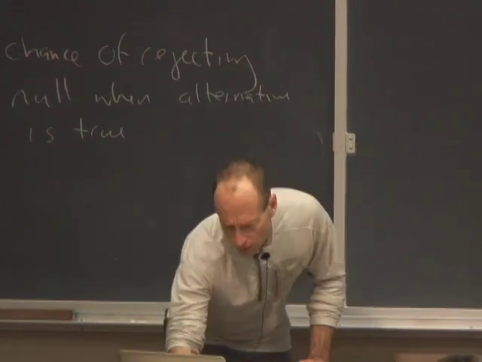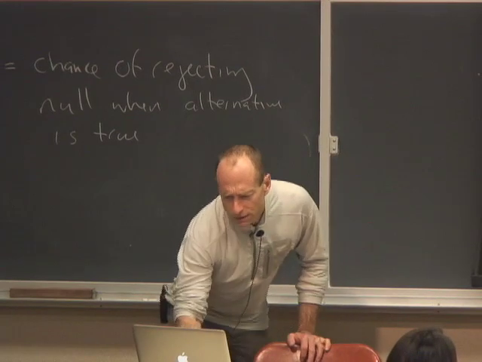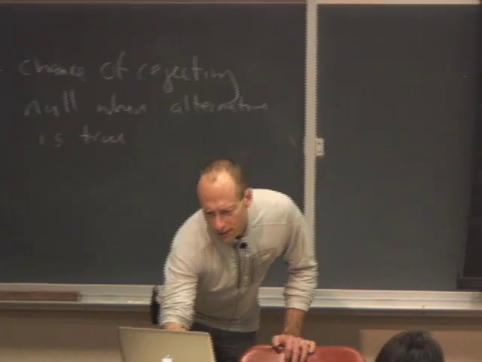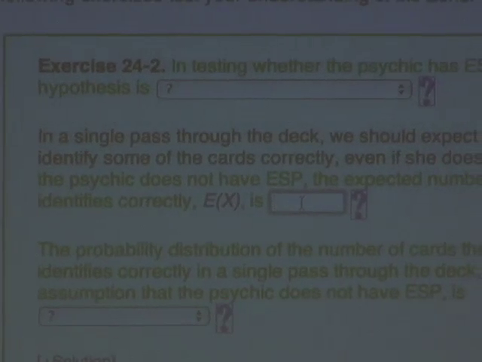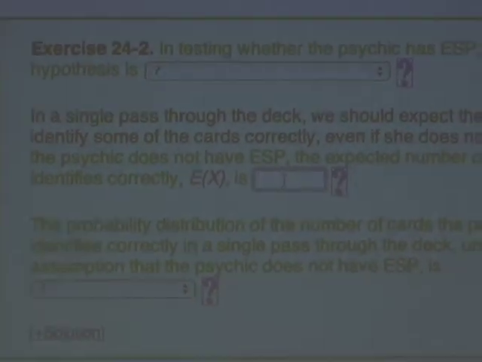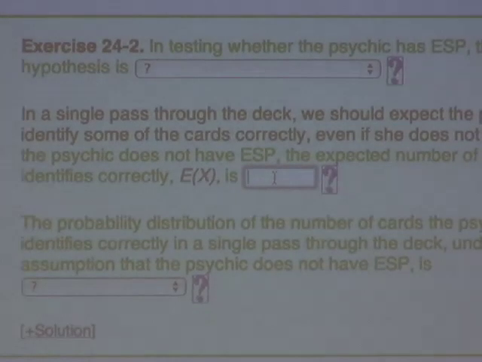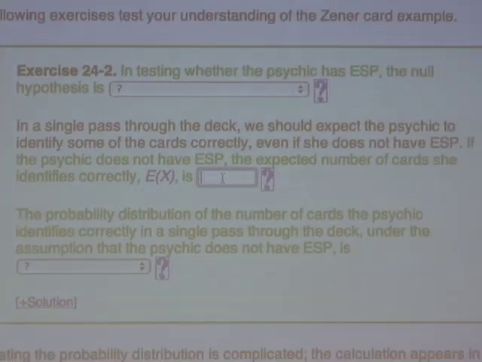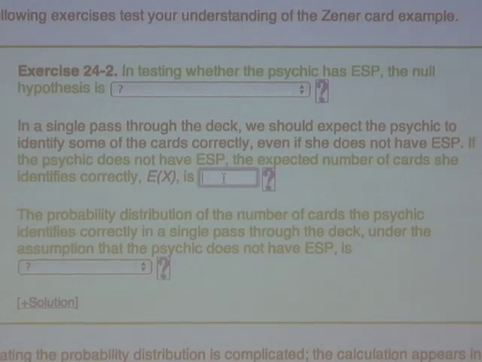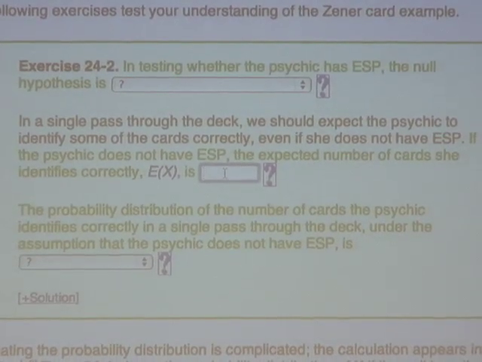All right, let's do this question, because this is actually a little probability exercise we might be able to do in our head. If we make one pass through the deck, you would expect the psychic to get some cards right, even if the psychic has no ability, right? On the assumption that the psychic has no ability, how many cards would you expect him or her to get right?